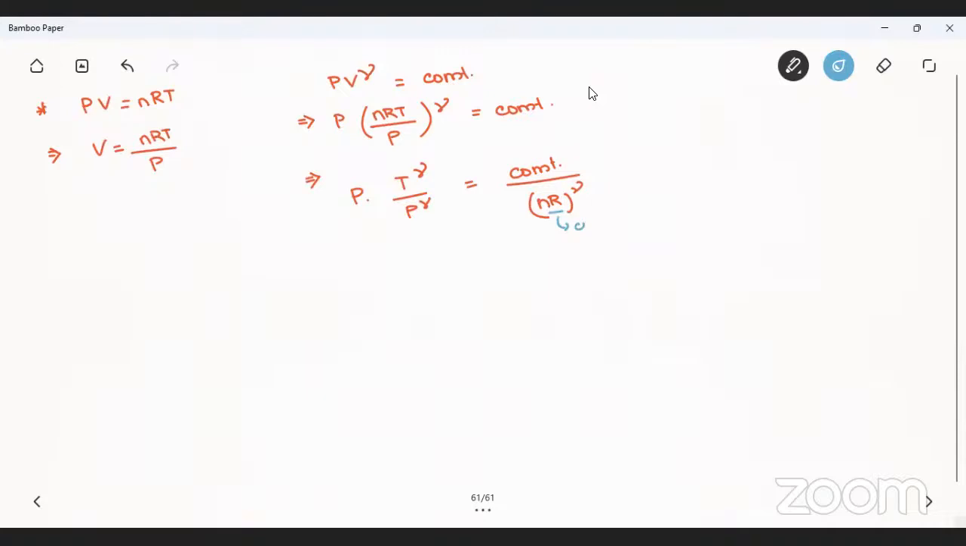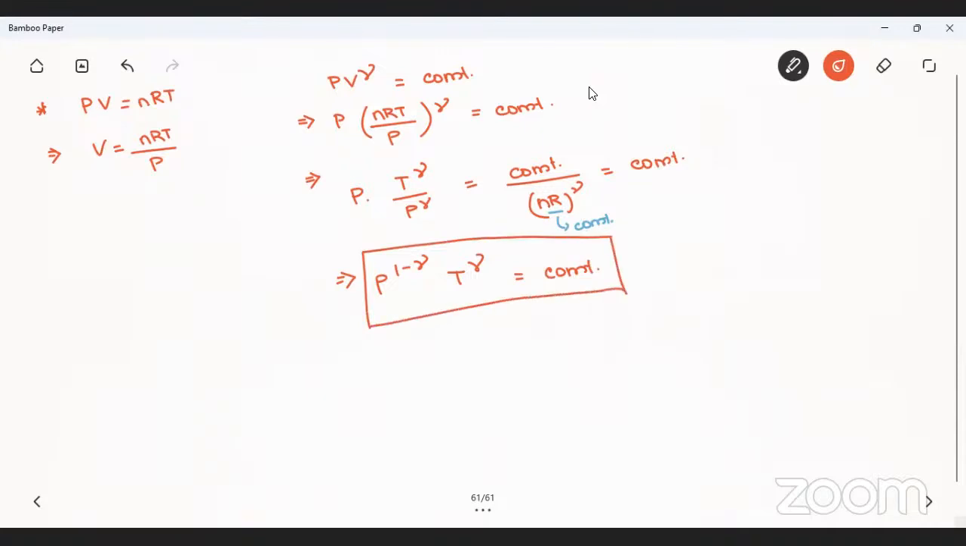This is a constant. So constant divided by constant, what do we get? A constant. So how can we write this? P to the power 1 minus gamma T to the power gamma is equivalent to constant. So this becomes your third formula. So is this formula derivation clear to you? This one? Yes, ma'am. Yes, ma'am. Okay.